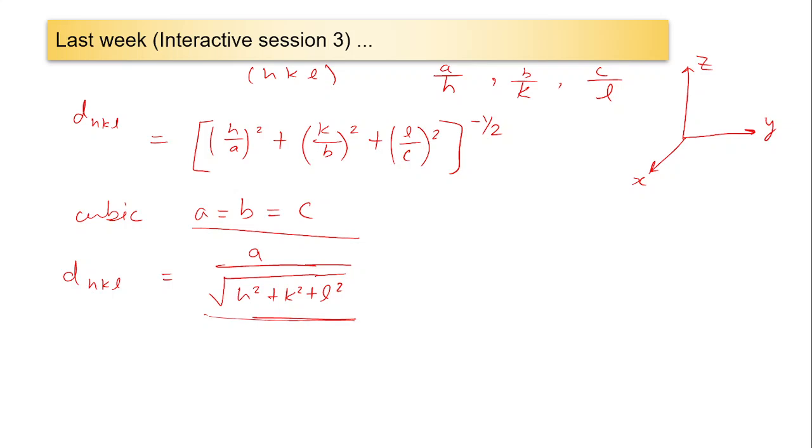So this is what we had discussed last time, and also how we get a plane: we check its intercepts, then take the reciprocal, simplify it to the smallest integers, and put it in these parentheses. Then that becomes our HKL plane.